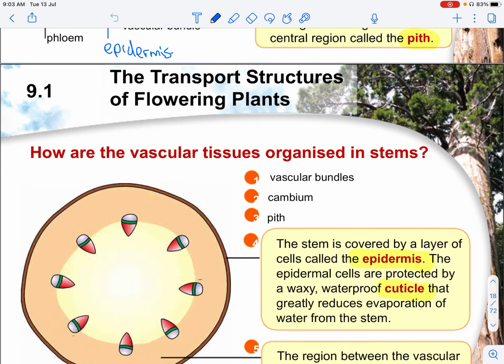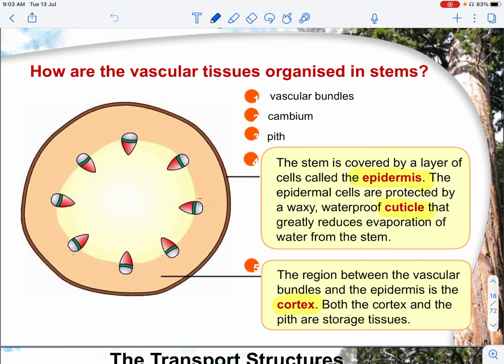So this is another thing to take note of, that the stem is usually covered with a layer of cells called the epidermis, and these cells are usually protected with a waxy waterproof cuticle that helps to reduce the evaporation of water. This is one mechanism to help prevent the plants from withering due to the excessive loss of water.